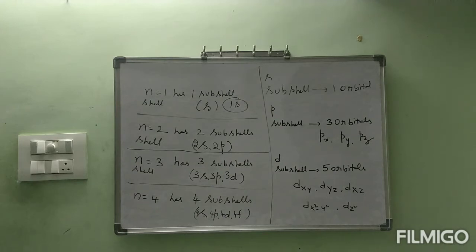Now again coming to subshells. The s subshell has 1 orbital. The p subshell has 3 orbitals. The d subshell has 5 orbitals. Now I will write clearly on the board. Before that, note down the data clearly.